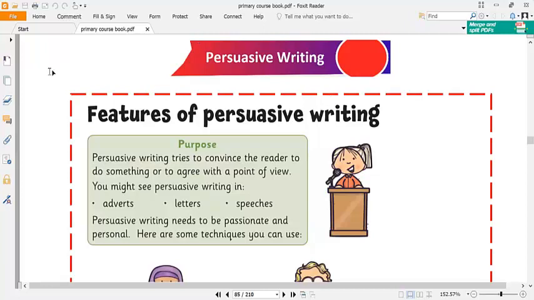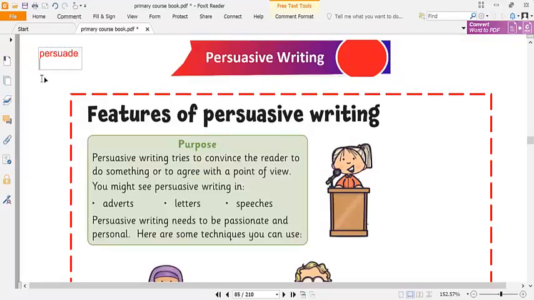Okay, guys. Persuasive writing or persuasive texts, as even in reading comprehension, you may find persuasive text. So let's know what we mean by persuade or persuasive text. What we mean by persuade? If you have an idea, for example that you want to play basketball.